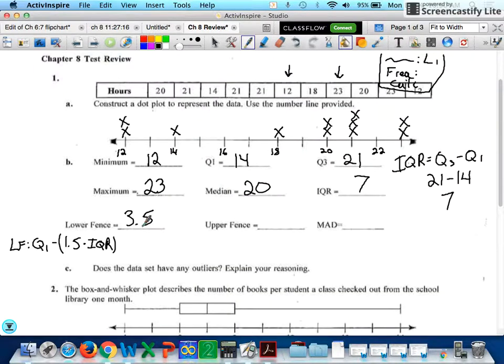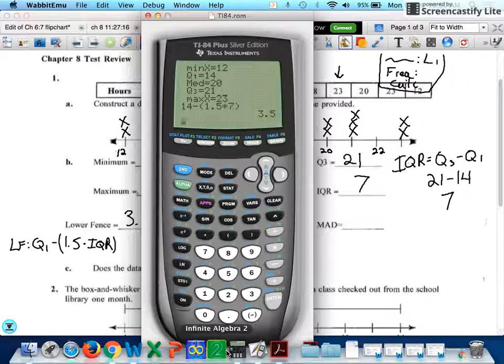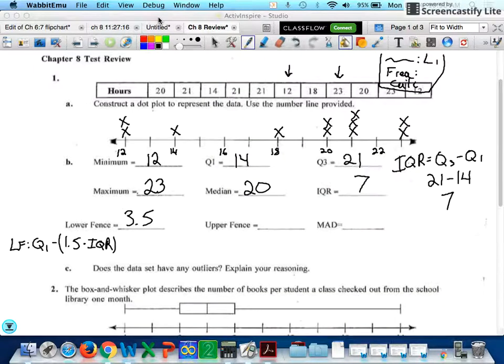And for my upper fence, it's a very similar calculation. It's Q3, which is 21, plus 1.5 times our IQR. So this part stayed the same, 1.5 times IQR. What changed was we used Q1 and minus, and then we used Q3 and plus. That's what gives us a fence below our Q1 and above our Q3. Okay? Oops, gotta press enter.